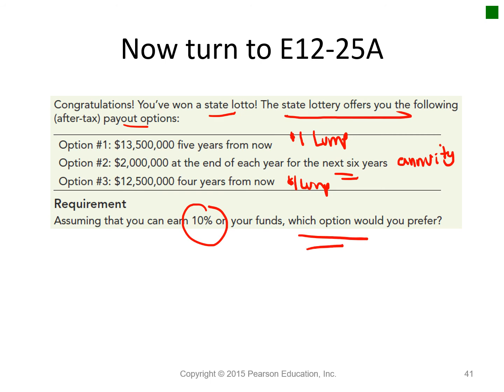So go to your tables. Remember, option 1, you'd be using n is equal to 5. All the interest rates are at 10%. You'd go to your $1 table to convert this number to see how much that's worth right now. So remember, these are all future values. Option 2, notice this is going to be n is equal to 6, and you're going to be going to your annuity table. And then option 3, it's going to be n is equal to 4. Again, you're back to your lump sum table. Do your present value conversions, see which one is worth more. Now that would be the option that you would want.